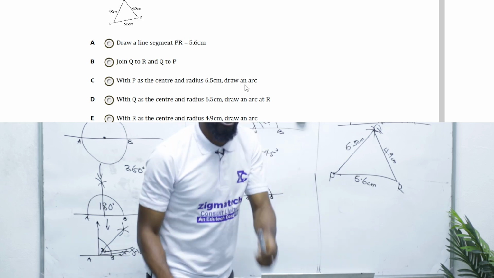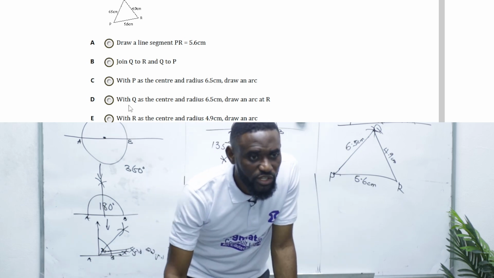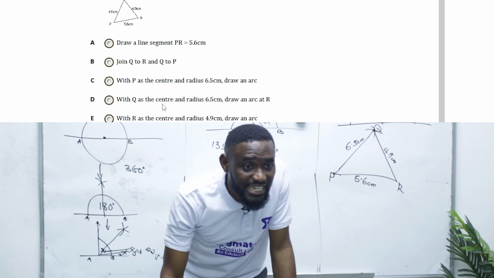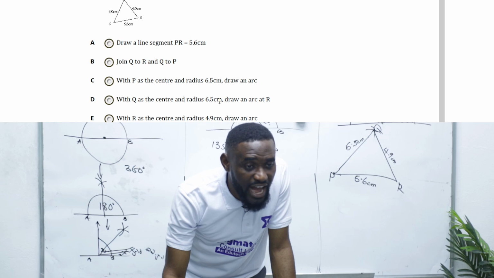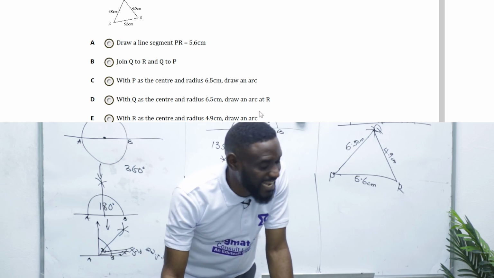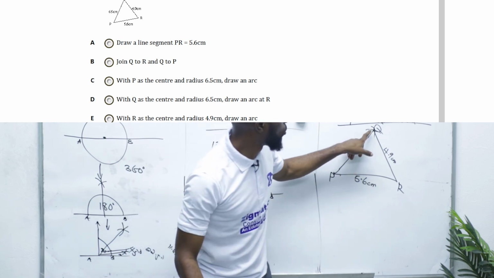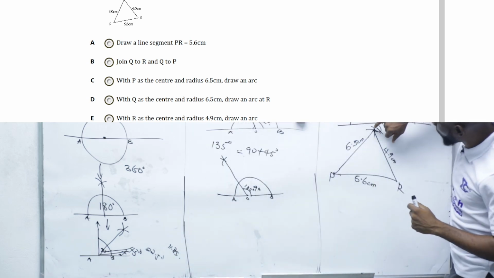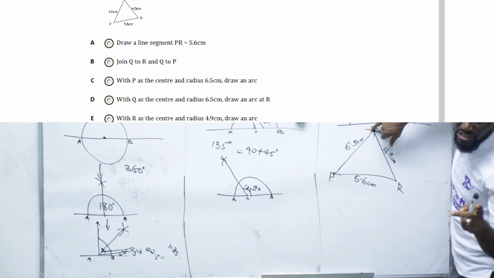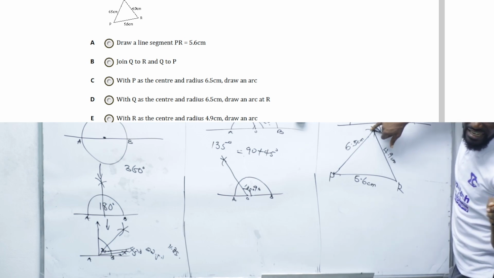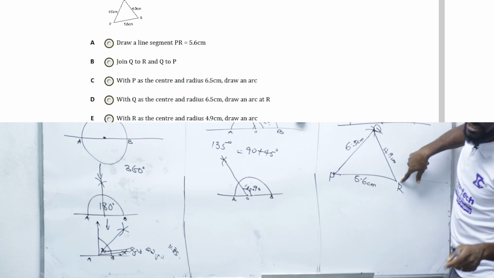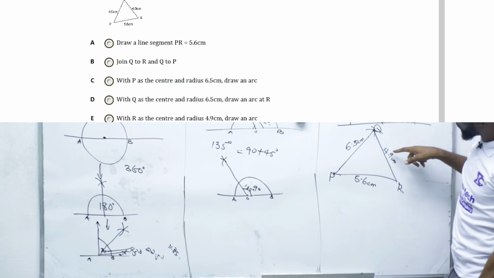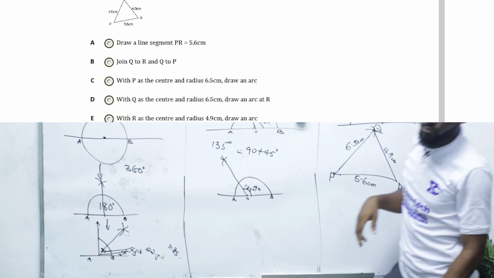It's one of the options too. Let's see D. With Q as the center and radius 6.5, draw an arc at R. They say with Q as the center, meaning our pin will be at this Q, right? They say we should measure 6.5 and draw an arc that will touch R. Is that correct? That is not correct, because the radius here is 4.9, it's not 6.5. So option D is wrong.